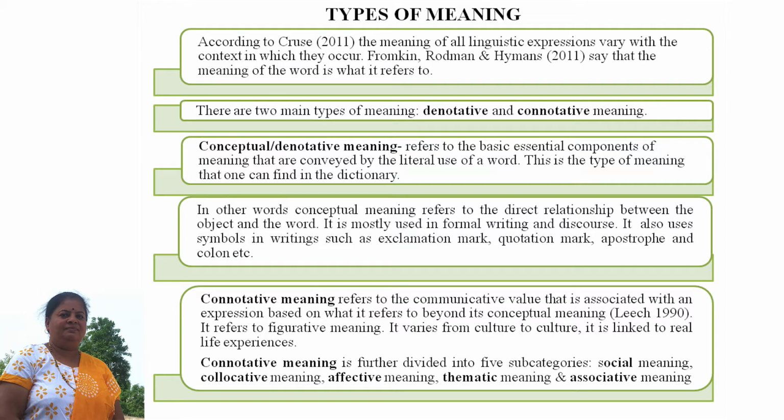Conceptual or denotative meaning refers to the basic essential components of meaning that are conveyed by the literal use of a word. This is the type of meaning that one can find in the dictionary. In other words, conceptual meaning refers to the direct relationship between the object and the word. It is mostly used in formal writing and discourse. It also uses symbols in writings such as exclamation mark, quotation mark, apostrophe, and colon, etc.